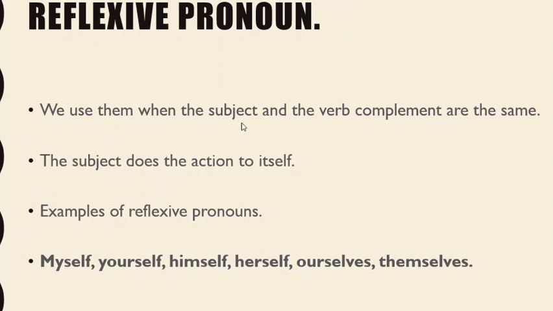In English, we use them when the subject and the verb complement are the same. Entonces siempre tiene que ir. Si utilizo myself, voy a hablar de mí mismo. I play video games myself, right? So I can never put I help himself, right? It's like, no, it's incorrect. It needs to be the pronoun with the reflexive pronoun. Entonces el sujeto siempre tiene que ir con el pronombre reflexivo que va. Ahorita vamos a ver esto. Dice, the subject does the action to itself. I serve soup myself, right? So I did this to me. Examples of reflexive pronouns are myself, yourself, himself, herself, ourselves, and themselves.